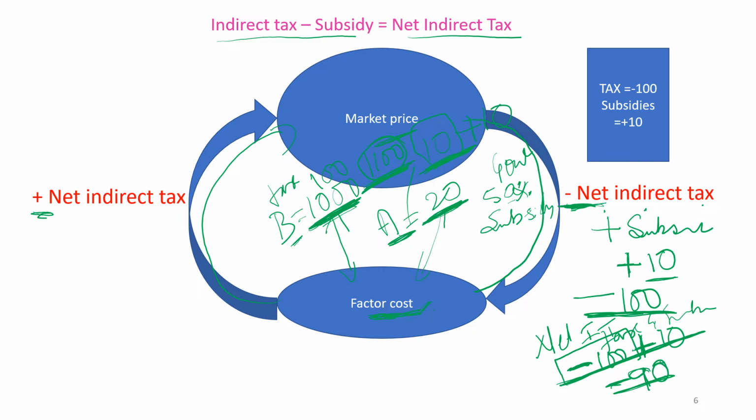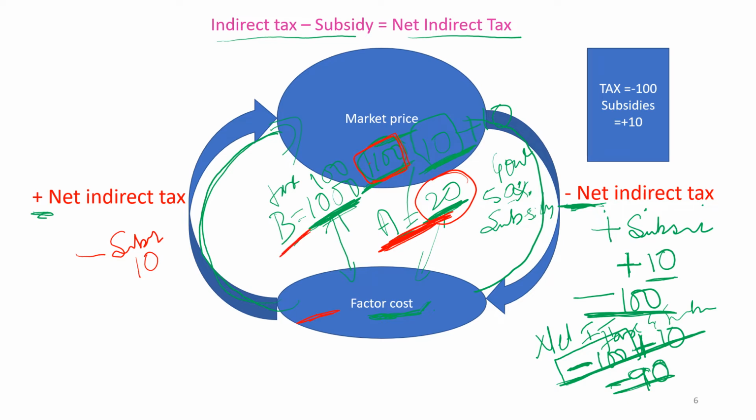And at the same time, when you are going from factor cost to market price, you have to add net indirect tax. For example, what is the exact factor cost of a product? That is 20. But the government has given a subsidy, so deduct the subsidy. You have to deduct the subsidy from the factor cost. And what is the subsidy given? That is 10 rupees.